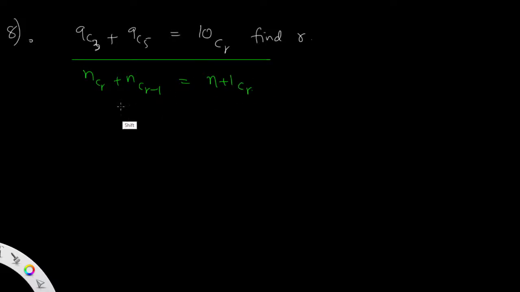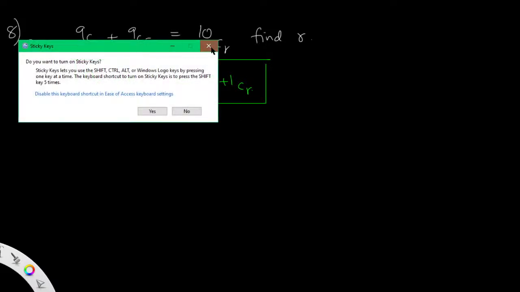If 9C3 plus 9C5 equals 10Cr, find r. 9C3 plus 9C5 equals 10Cr. Again the same formula can be applied, nCr plus nCr-1 equals (n+1)Cr. This is the basic formula, but here it is not in this form.